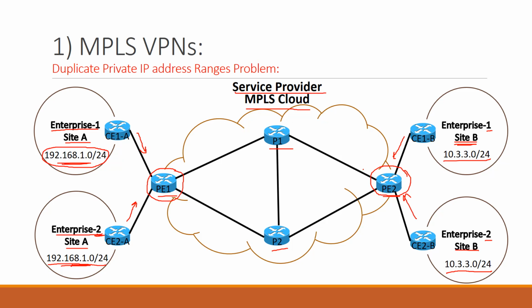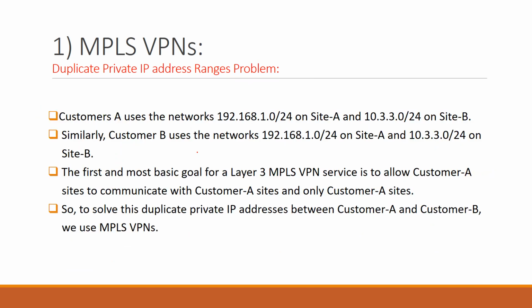So this is the problem. We call it duplicate private IP address ranges. So what's the solution for this problem? Because MPLS unicast IP forwarding cannot handle this issue, the solution is to use MPLS VPN.